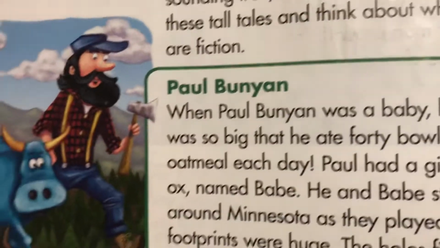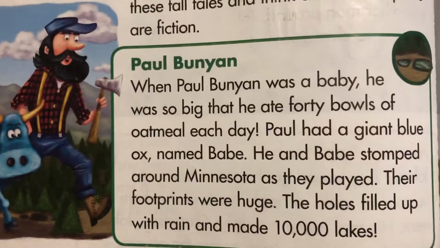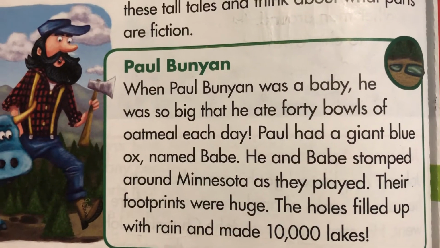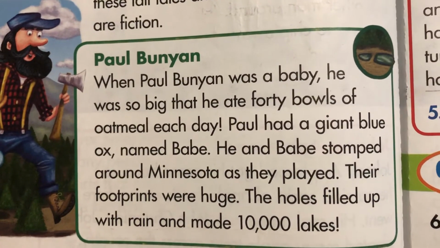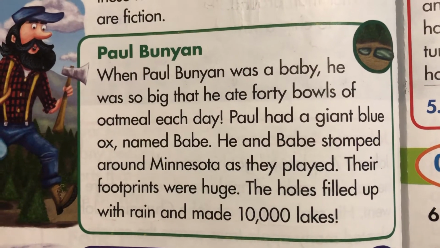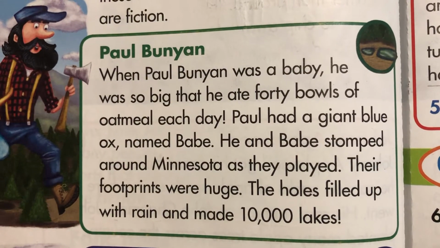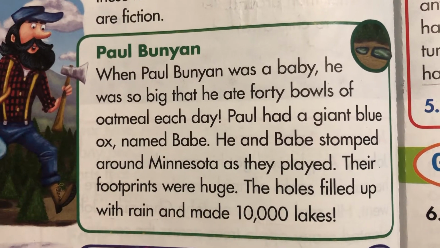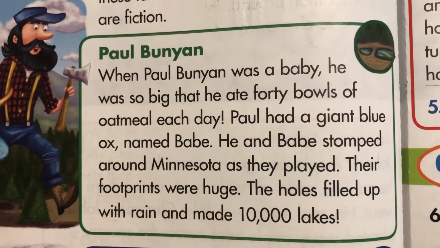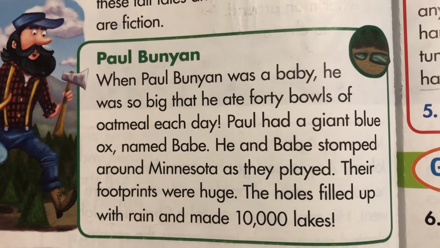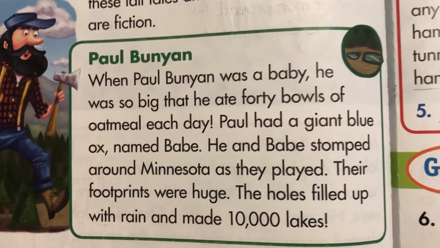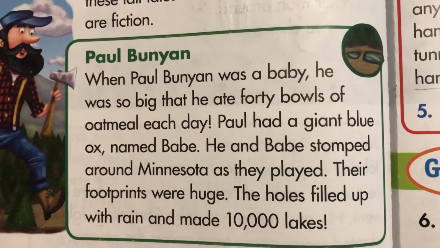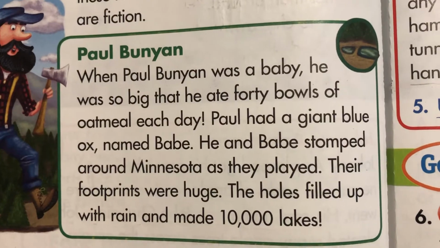Paul Bunyan. When Paul Bunyan was a baby, he was so big that he ate 40 bowls of oatmeal each day. Paul had a giant blue ox named Babe. He and Babe stomped around Minnesota as they played. Their footprints were huge. The holes filled up with rain and made 10,000 lakes.